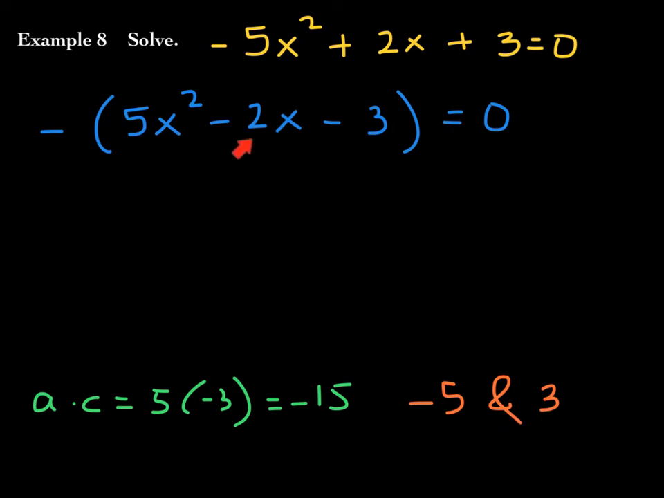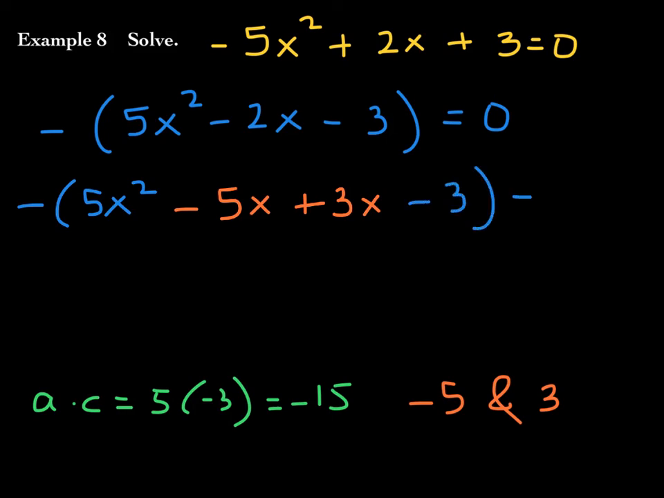So I'm going to split this middle term into two terms whose coefficients are negative 5 and 3 with the same variable part. So here it is, 5x squared, and then I'm going to have negative 5x plus 3x, and then don't forget to bring down the minus 3. And don't forget, this is all set equal to 0. So this term here turned into these two. And now we can factor by grouping.